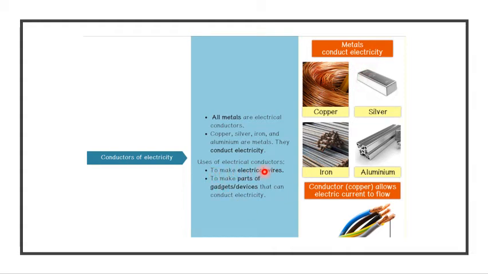Uses of electrical conductors. Number 1, to make electrical wires. Number 2, to make parts of gadgets or devices that can conduct electricity. Conductor in wire. The material is copper. It allows electrical current to flow.